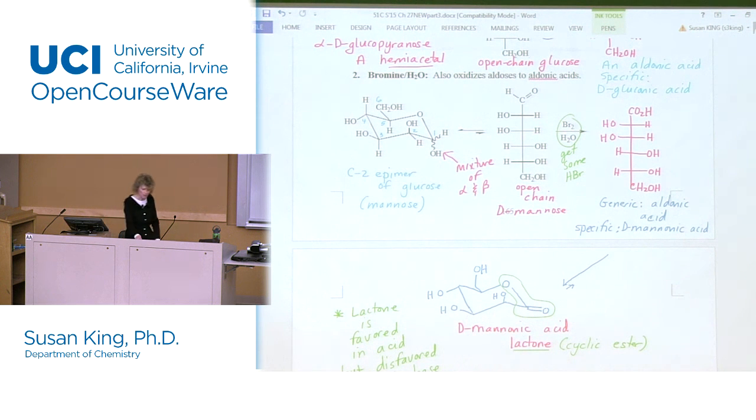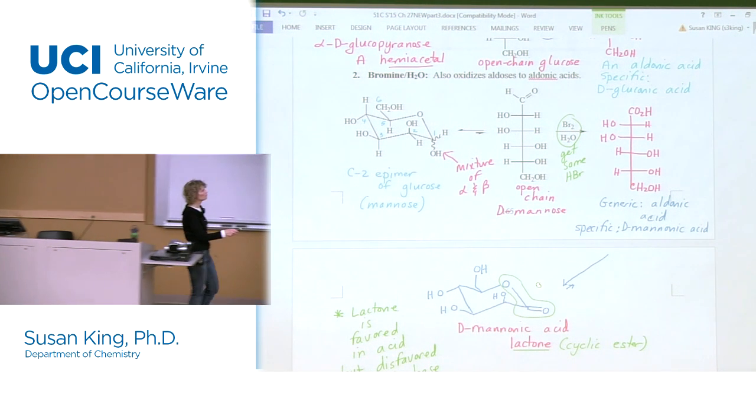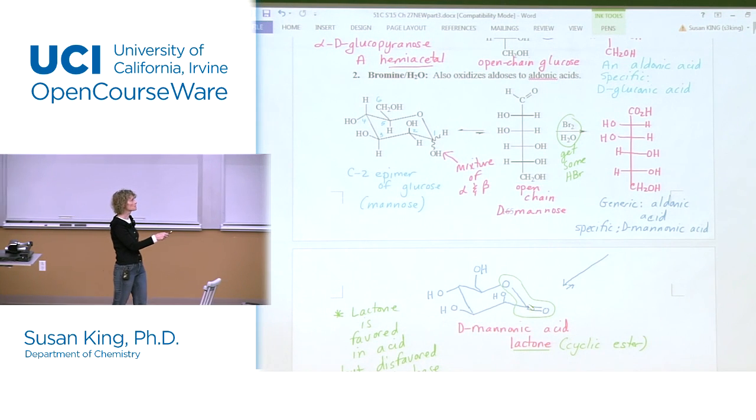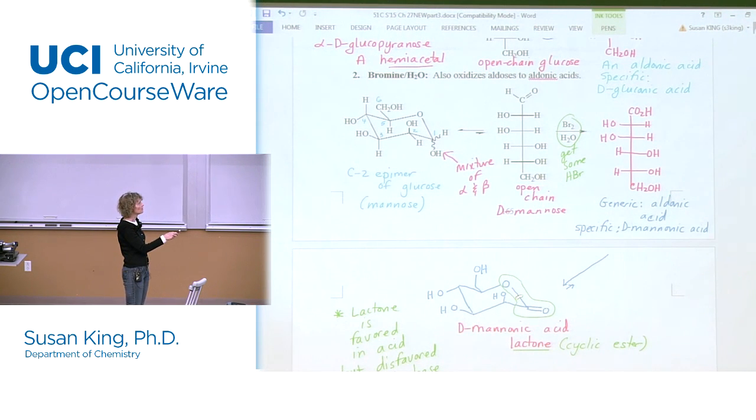So it looks like all we've done is oxidize this hydroxyl when it's in the closed position, but it's not. It does open up, it's oxidized, and then it closes back down again. And so that's what you get.